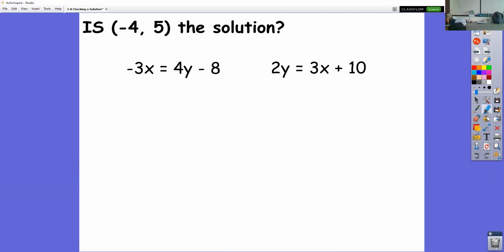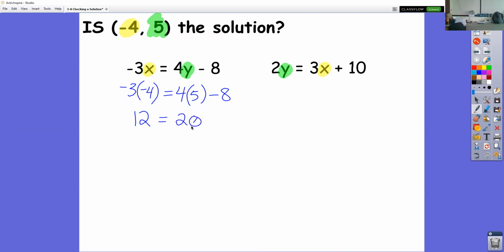All right. So once again, we have x terms and we have y terms. Okay, so we substitute in -3 times -4 equals 4 times 5 minus 8. Well, -3 times -4 is +12. 4 times 5 is 20. 20 minus 8 does equal 12. So it works for that.